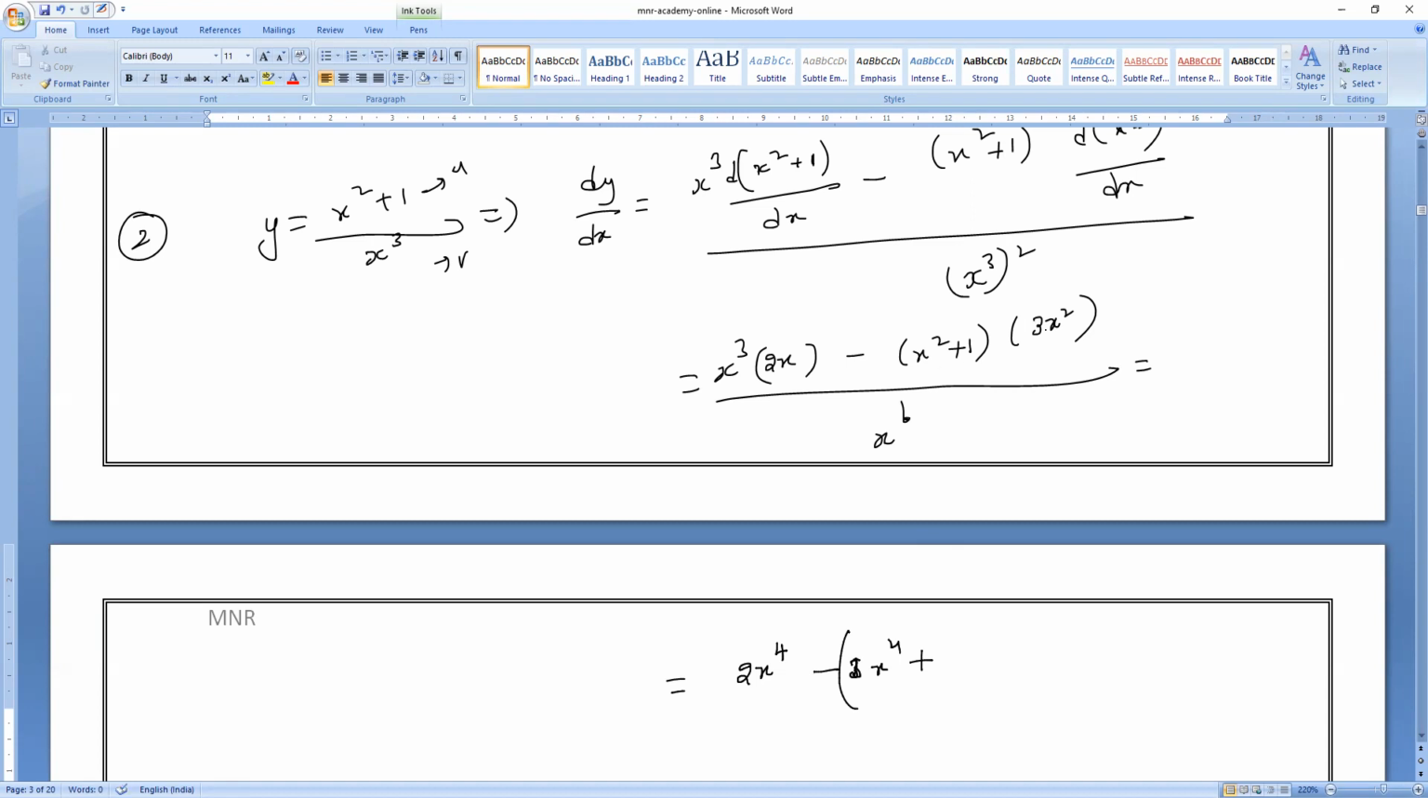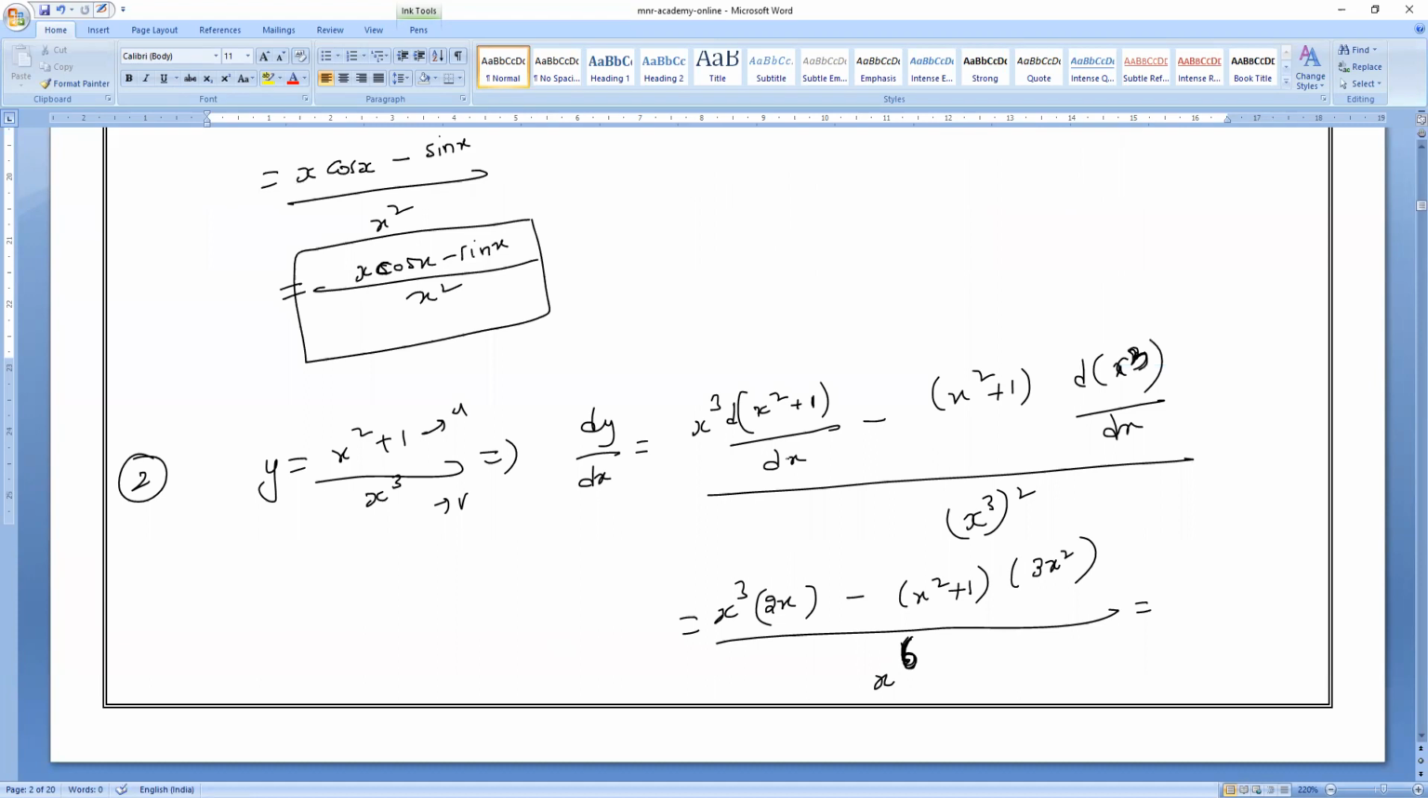Sir, one doubt. Where the dx is in the numerator, where does the dx go? Differentiation we are doing. The differentiation of x square is 2x, differentiation of 1 is 0. Differentiation of x cube is 3x square. That's all. Okay, sir.